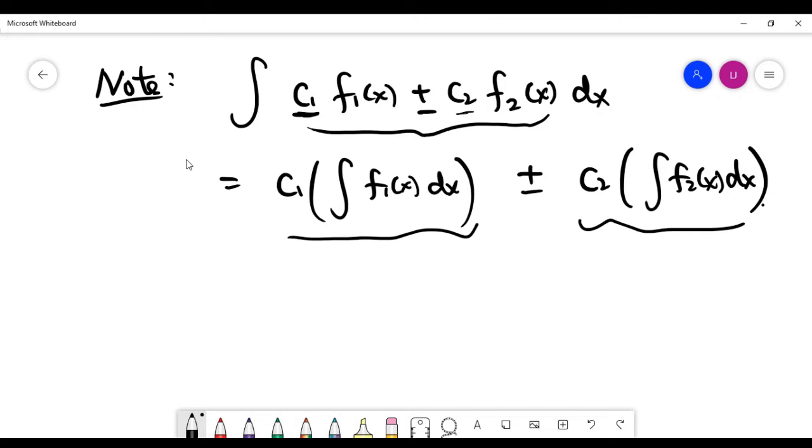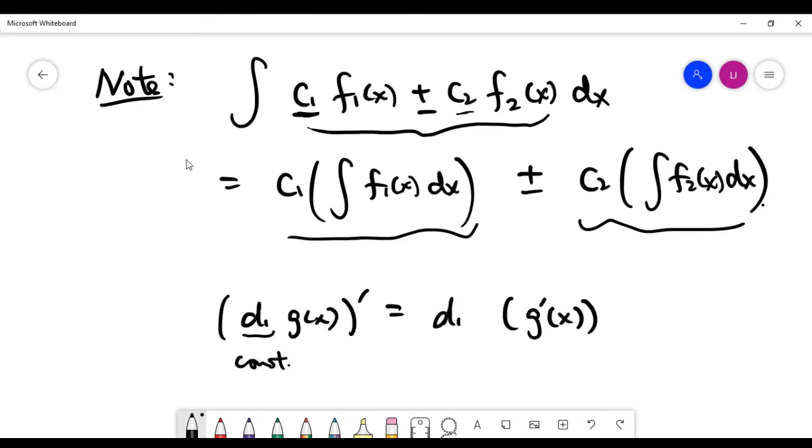Because in differentiation, for example, if you have a function g with a constant d1 attached to it, when you differentiate that, we already allow the constant to be pulled out and you can find the derivative of the function g of x, right? So these kinds of properties are already satisfied in differentiation. So it makes a lot of sense that whenever you look at the antiderivatives, which I call the indefinite integral in a general form, it also satisfies term-by-term integration.